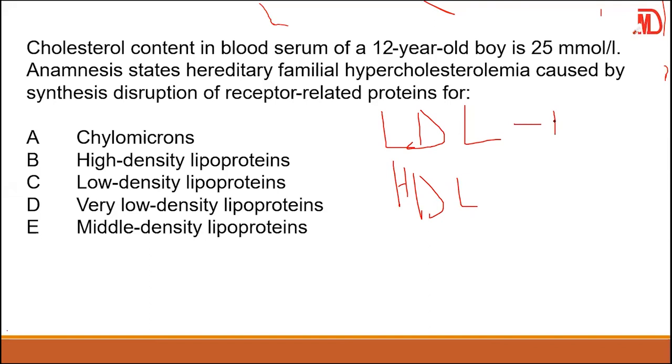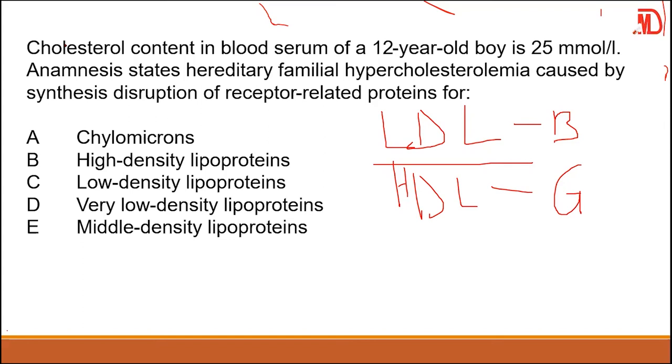Why? Because the low will carry cholesterol to the tissues, while the high will carry cholesterol from the tissues into the liver. Low will carry from the liver to the tissues. And that's why people who are obese will have a high amount of cholesterol or LDL in those tissues. LDL is very, very high. And that can lead to atherosclerosis in the elderly.